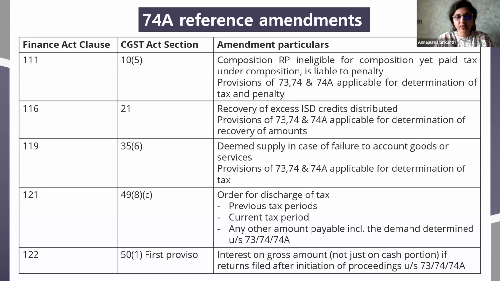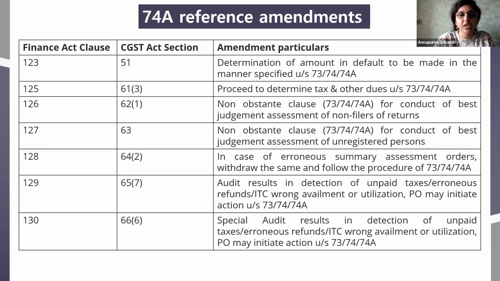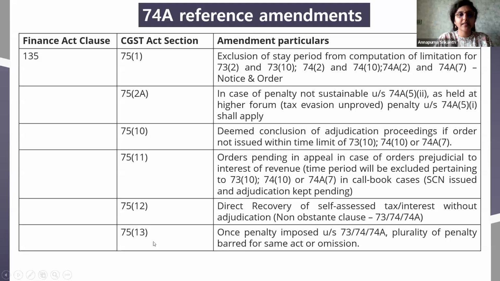And the first proviso to section 50 subsection 1, interest on gross amount, and this gross amount would even apply if it is filed after initiation of proceedings under 73-74 or even 74A. Then a similar provision in 51. So determination of amount in default is to be made in the manner specified under section 73-74 or 74A. And we have the scrutiny related provisions, and 62 non-filers, 63 unregistered persons where proceedings are initiated, summary assessment, audit, special audit, all of these where the corresponding 74A has been inserted.